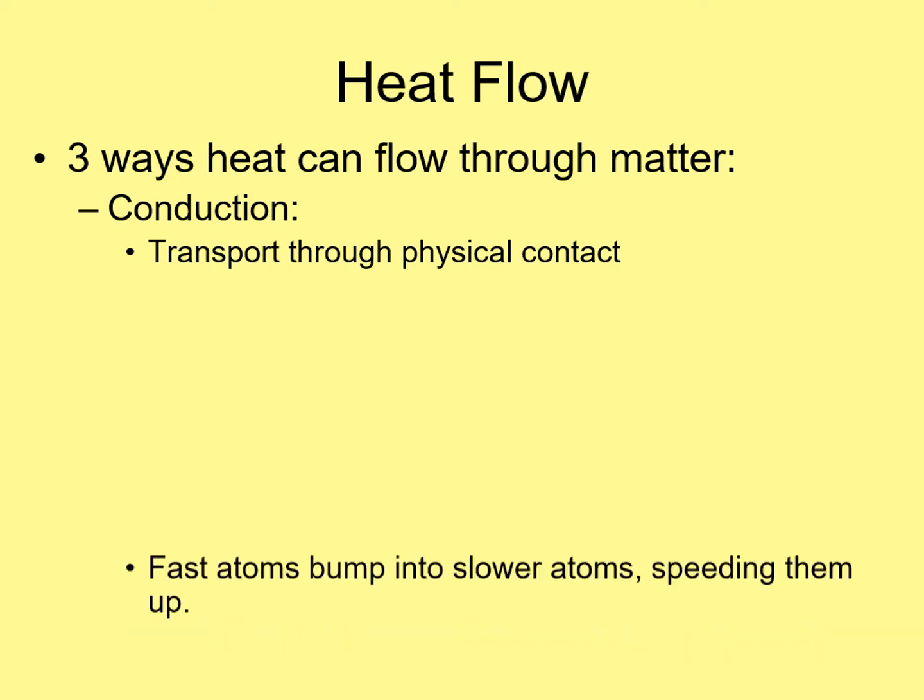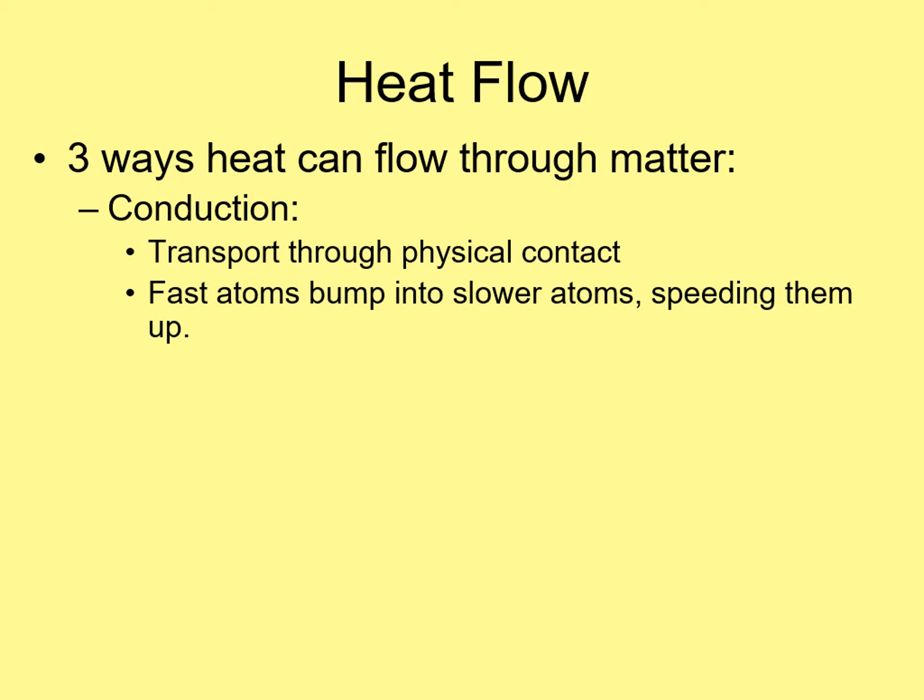Simply put, the fast-moving atoms in the hotter material bump up against the slower atoms in the cooler material, and the result is that the cooler material heats up. This is the sort of heat flow we experience when we touch a hot object, like a hot cup of tea. The sensation of heat we feel represents the effects of the fast-moving atoms in the cup.